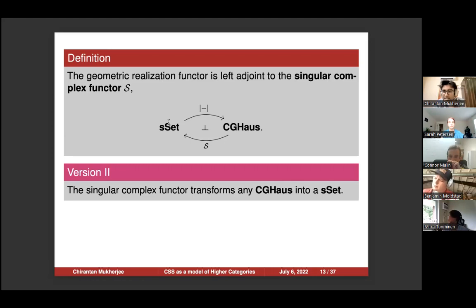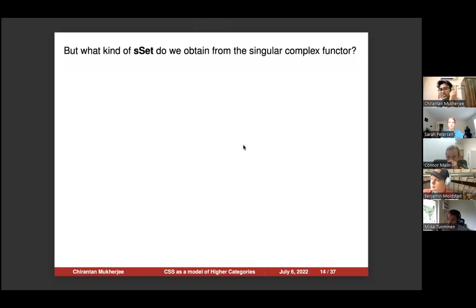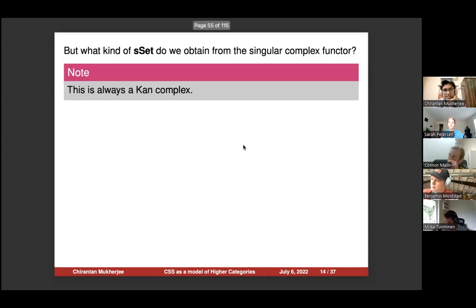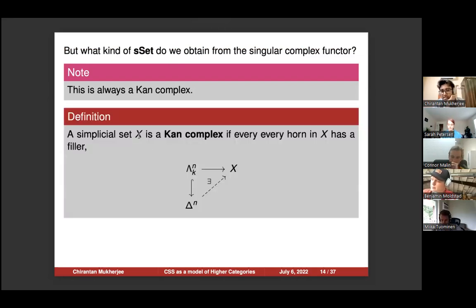Now, just like before, this list is also not exhaustive. That is, we cannot obtain every simplicial set using the singular complex functor. So what kind of simplicial sets do we obtain using the singular complex functor? The answer is we always obtain a Kan complex. So if we apply the singular complex functor on a compactly generated Hausdorff space, we always get a Kan complex. Now, we call a simplicial set X a Kan complex if it satisfies the horn filling condition. That is, if we have a horn Λ^n_k, which sits inside the standard n-simplex Δ^n, then it can be lifted to the simplicial set X. This is also known as the right lifting property.